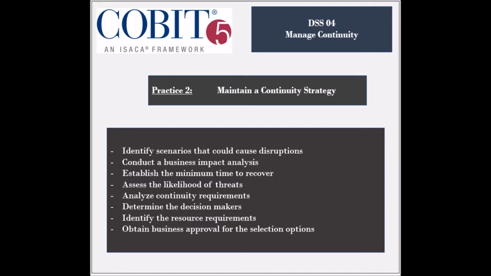Continuity requirements should be analyzed to select the adequate technical and business options, and the relevant decision makers should be identified. Resources required for each selected technical option should be identified, and the business approval for it should be obtained.